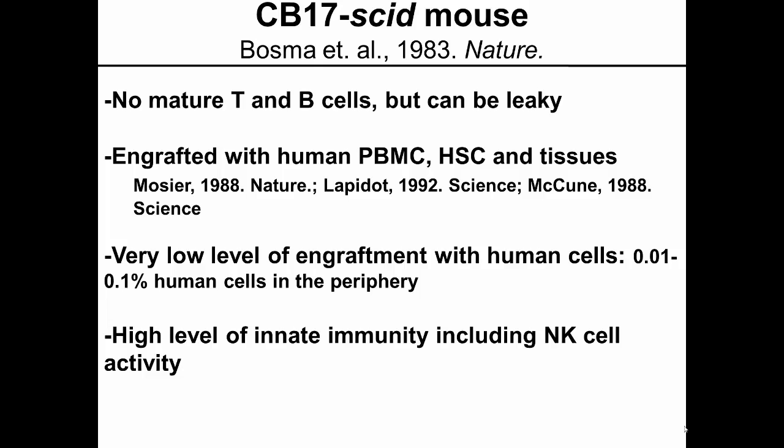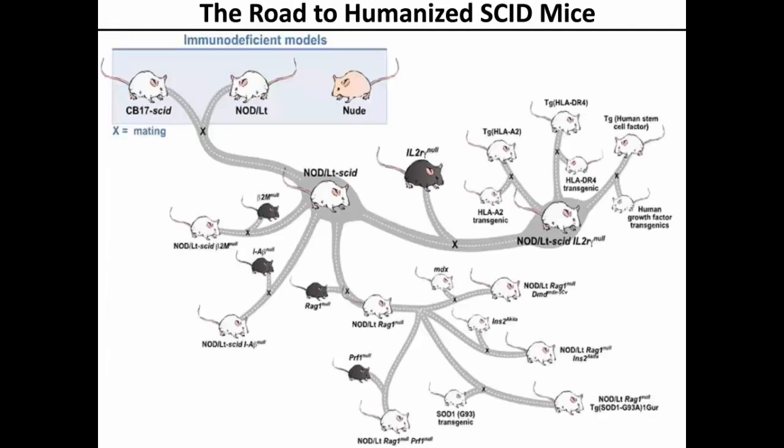So the next step on the road to humanized SCID mice was to take the SCID mutation and cross it onto the non-obese diabetic mouse background, or the NOD mouse. As many of you know, the NOD mouse is a spontaneous model for type 1 diabetes. But with the SCID mutation, no T cells, no B cells, these mice no longer develop the autoimmune diabetes.